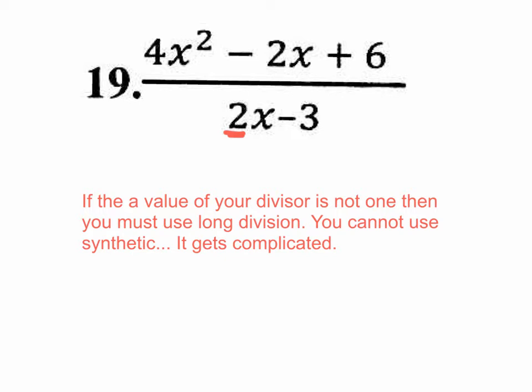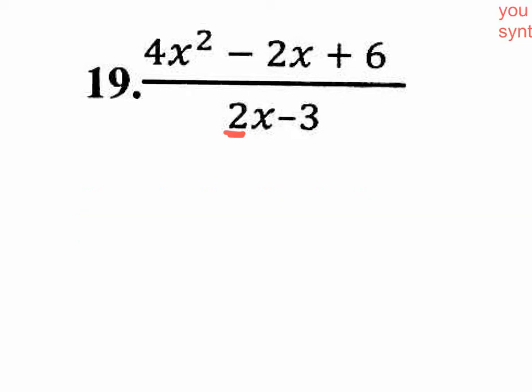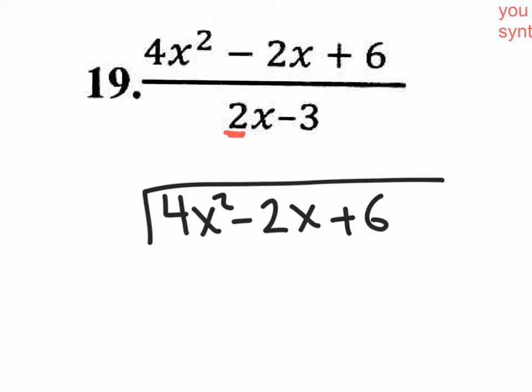If it were just x minus 3, then yeah, go for it, use synthetic division. But it's 2x minus 3, so don't use synthetic division, use long division. And I'll tell you why. Let me show you. Using long division, your numerator goes on the inside of the division box, and your divisor, 2x minus 3, goes on the outside. So it's better to just think, okay, 2x times what will give us this exact 4x squared?